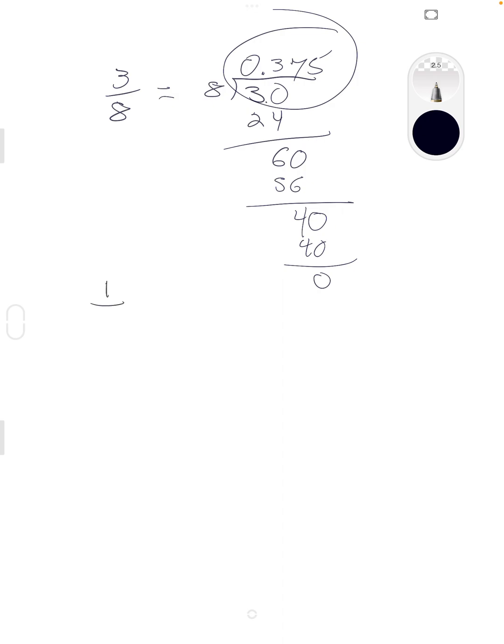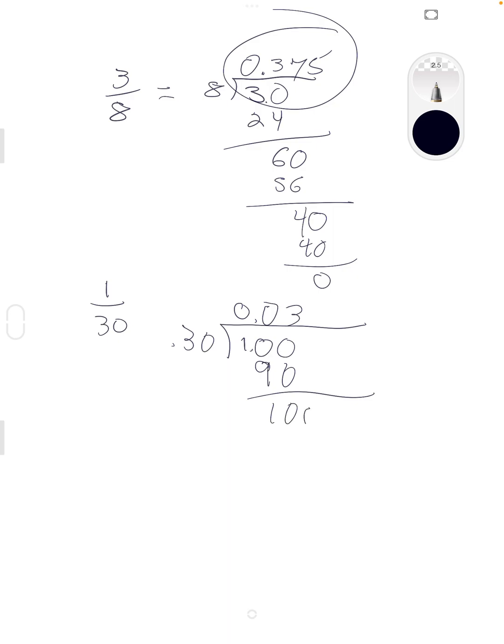Let's look at a different one. 1/30. Well, 30 goes into 1, 0 times. I put that 0. 30 goes into 10, 0 times. 30 goes into 100, 3 times. 3 times 30 is 90, and this gives you 90 with 10 left over.